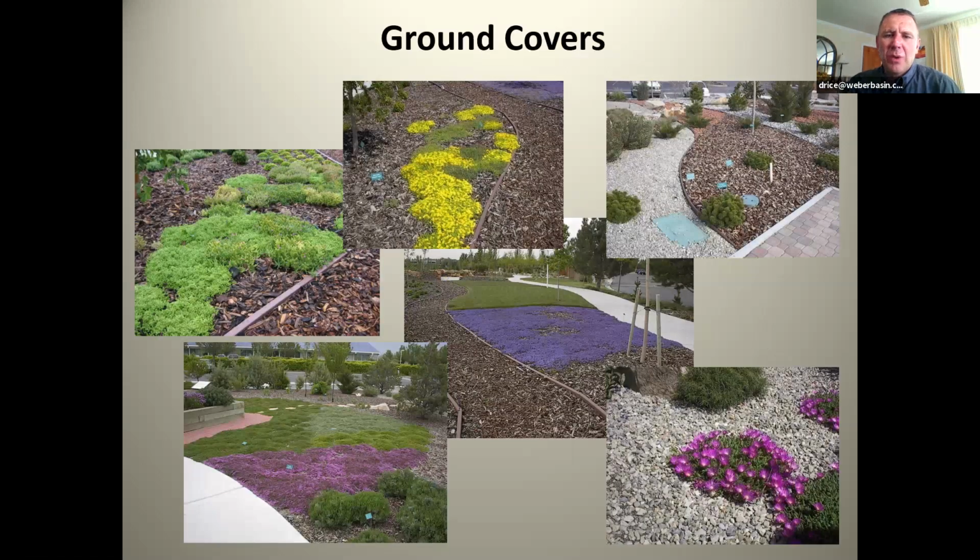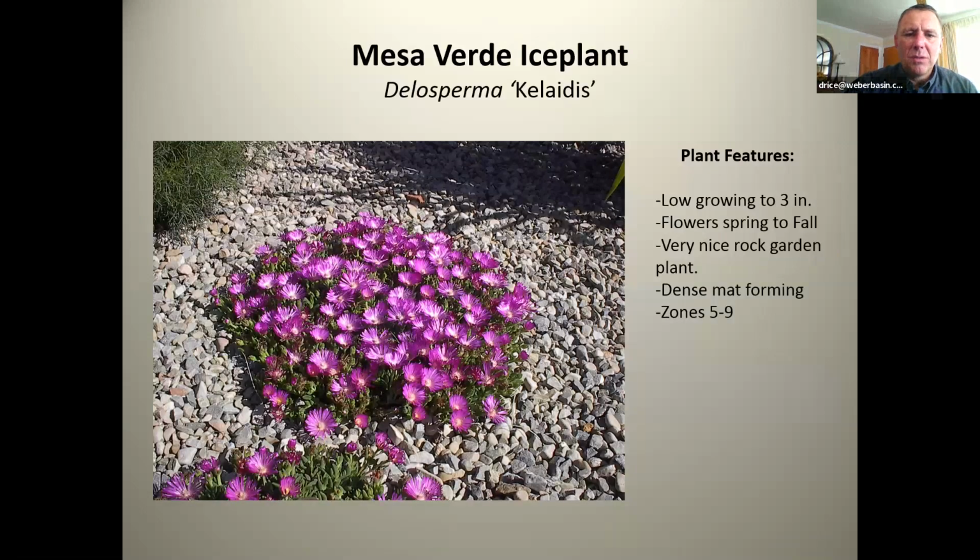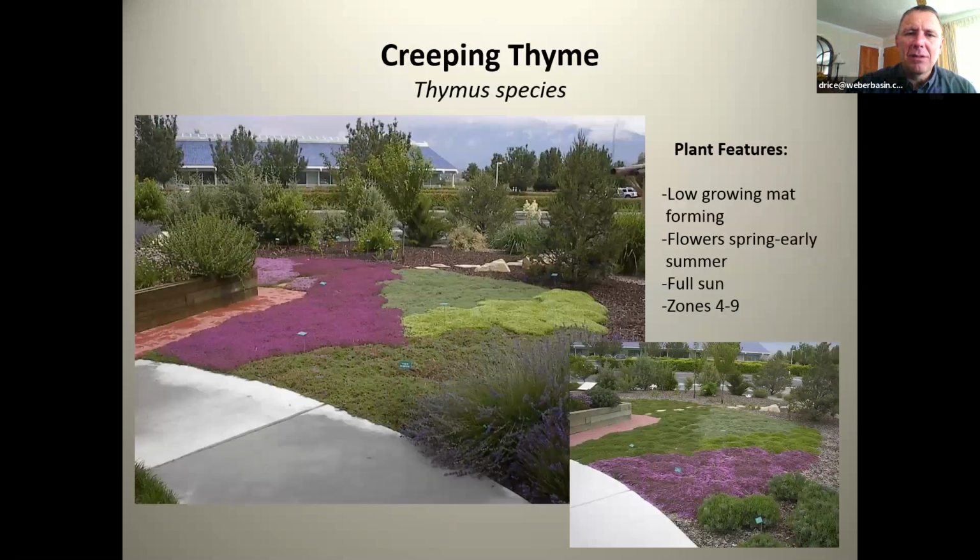All right, so really quickly, I'm just going to go through a few ground covers, and then we're going to wrap this up and take some questions. So just a few. Ice plant. This one's Mesa Verde, purple, dense forming, succulent, evergreen. Nice for rock gardens.